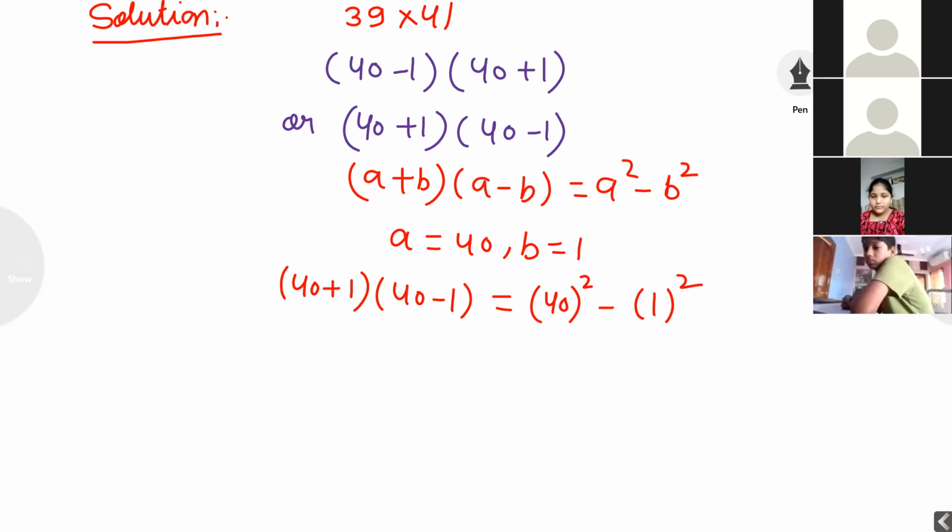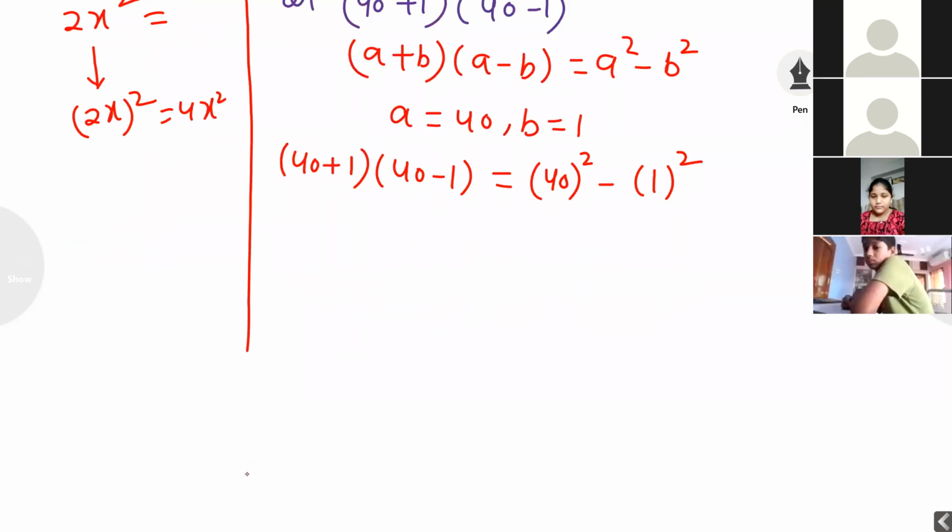Suppose I have written here 2x square. Second, I am writing here 2x whole square. Both are different. 2x whole square means 4x square, while 2x square means 2x square only. That's why I am always stressing to you students, always write the square in the bracket, because 2x square is different and 4x square is different. 2x square is not equal to 4x square. These things always keep in mind, students.